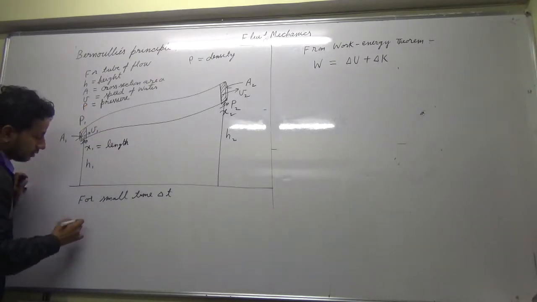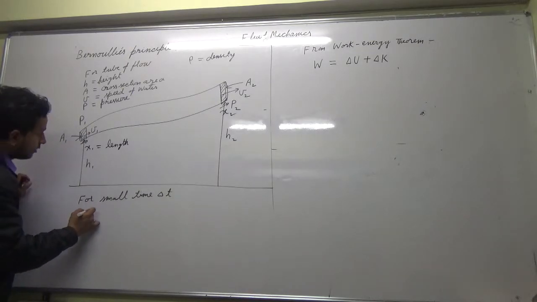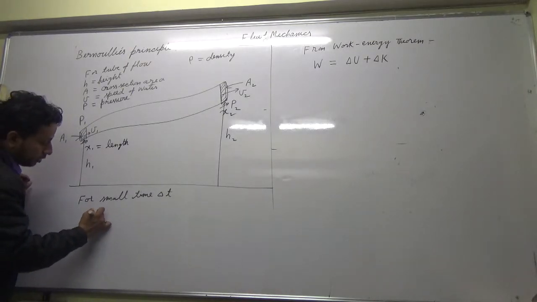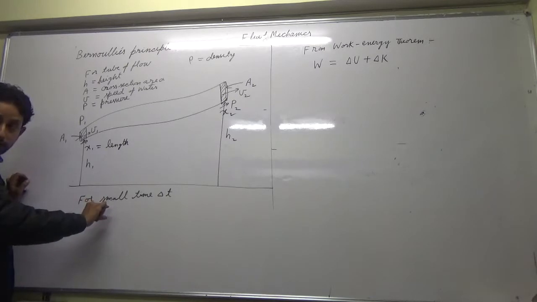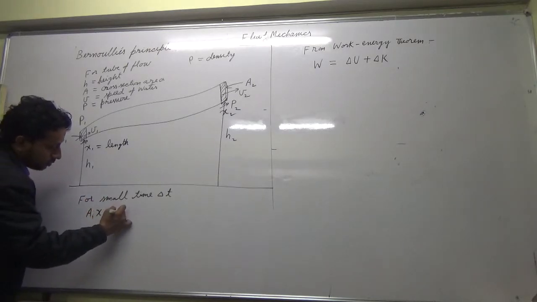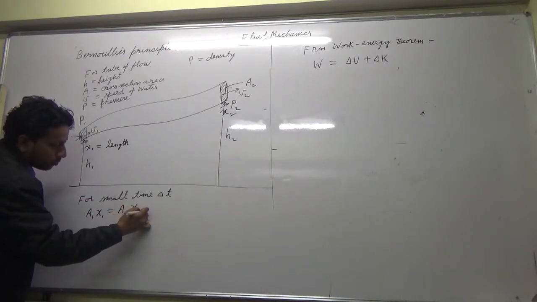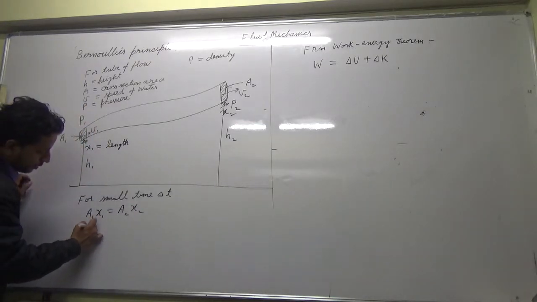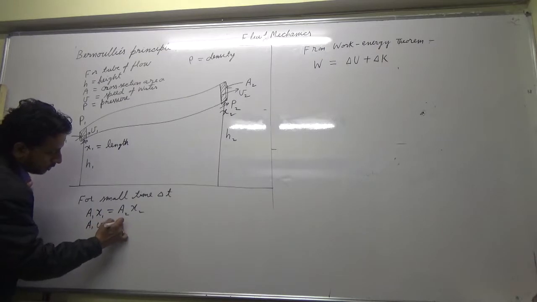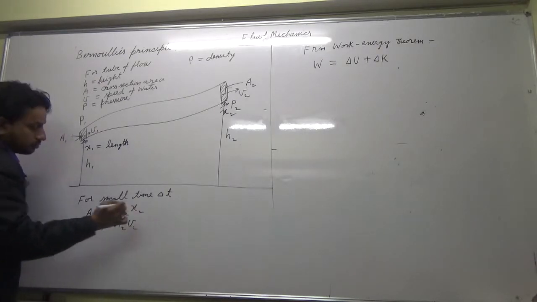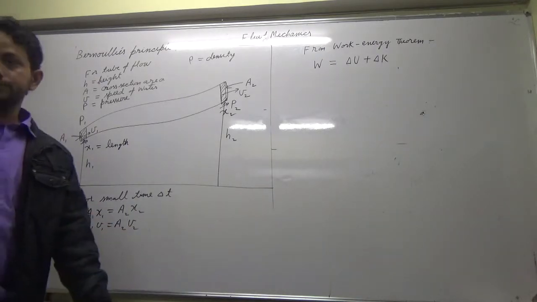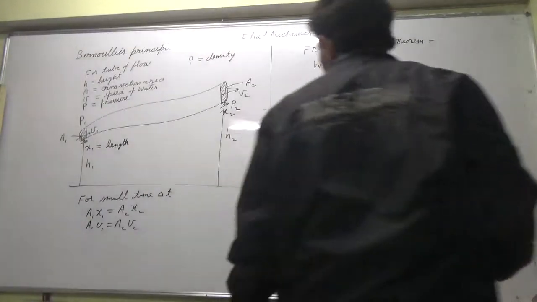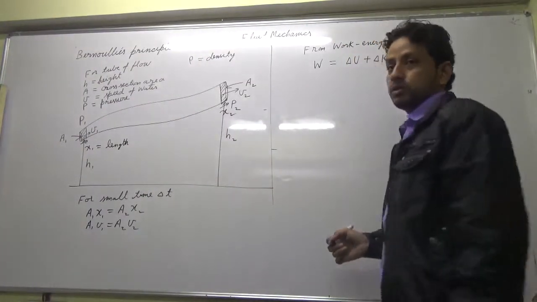Okay. x1 is length. So we can write the area A1 into x1, the volume which has entered, equal to A2 into x2 from equation of continuity. And the same thing we can also write A1 V1 equal to A2 V2. Okay, these things we can write. Okay, now we will write the work done on this system.